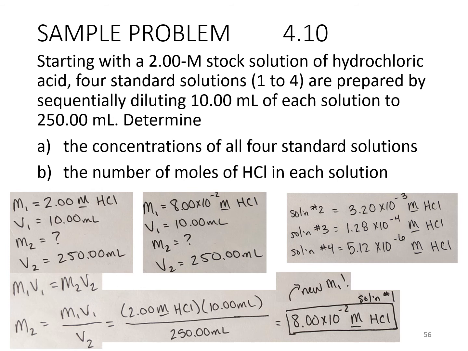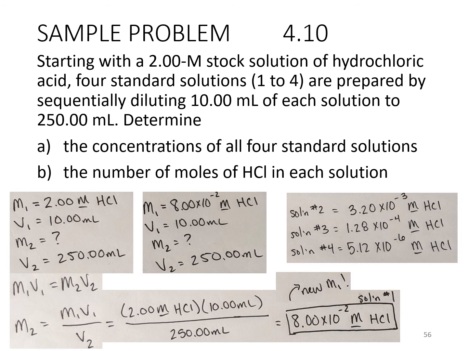So you can see we dramatically reduced the concentration in each step. And none of these are actually that hard to measure. 10 milliliters is not very hard to measure. And then dilution up to 250 milliliters also is not very challenging. So this is a very simple lab method for getting these much more dilute solutions.